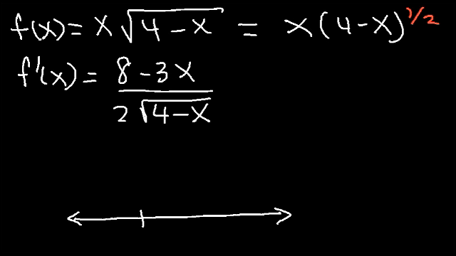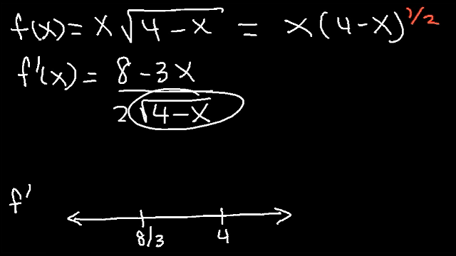Eight over 3 is about 2.67. So it's less than 4. And this is for the first derivative. So if we plug in a number greater than 4, what's going to happen? Let's say if we plug in 5. Notice that 4 minus 5 is a negative number, and you cannot have a negative number inside a radical. So it's undefined past 4.